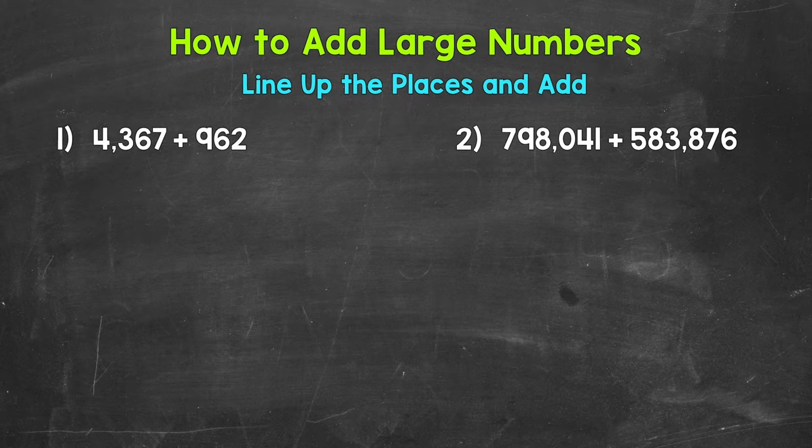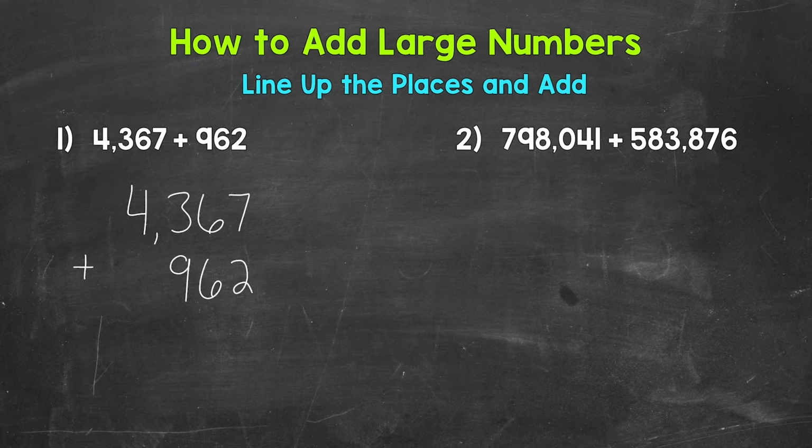Let's jump into number 1, where we have 4,367 plus 962. The first thing that we need to do is set this problem up. When we set up an addition problem, we need to line up the places. So for number 1, in the ones place, we have a 7 and a 2. In the tens place, we have a 6 and a 6. In the hundreds place, we have a 3 and a 9. And then in the thousands place, we have a 4.